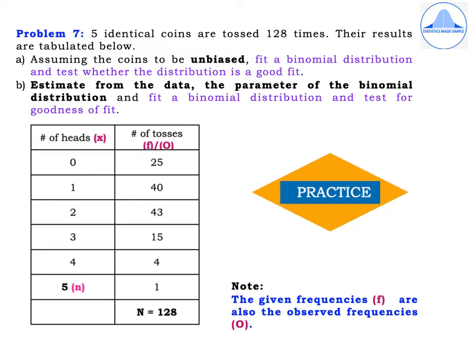In the first column, we have number of heads given 0, 1, 2, 3, 4, 5. In the second column, the number of tosses are given as 25, 40, 43, 15, 4 and 1. Now note that the given frequencies are also called the observed frequencies. The first column, the number of heads, is denoted by small x, and the last value in the x column is 5, which is nothing but small n. The number of tosses is marked as f or O, that is the frequencies or the observed frequencies, and when we add up these frequencies we get capital N equal to 128. This problem is an important one. Do practice and understand the concepts thoroughly.